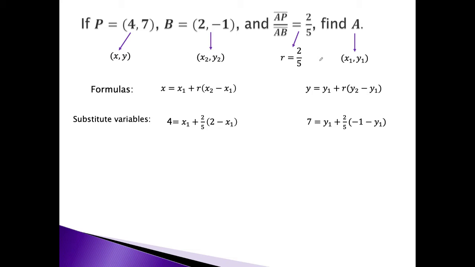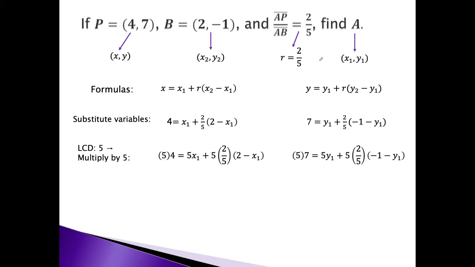I hate fractions, so I am going to get rid of the fractions. So I have 4 equals X1 plus 2/5 times (2 minus X1). And I have 7 equals Y1 plus 2/5 times (negative 1 minus Y1). To get rid of those fractions, I'm going to multiply both of those equations by 5 because that's my LCD, and that gets rid of all those fractions.